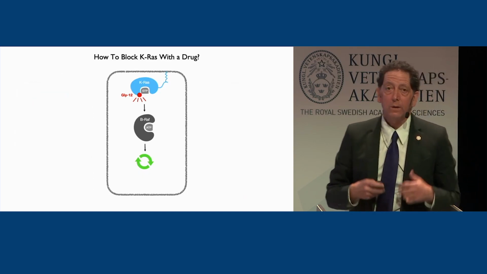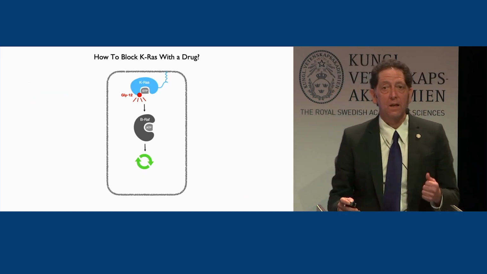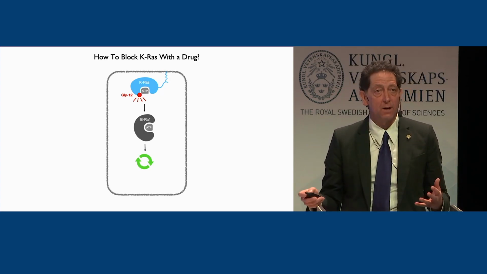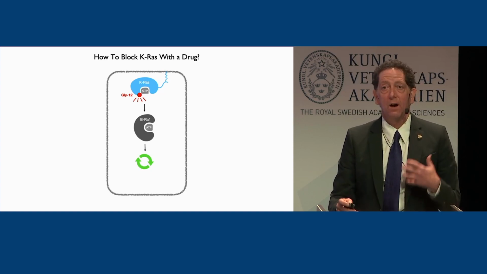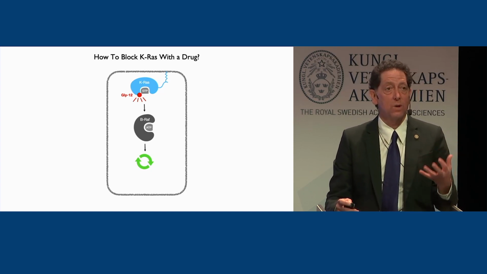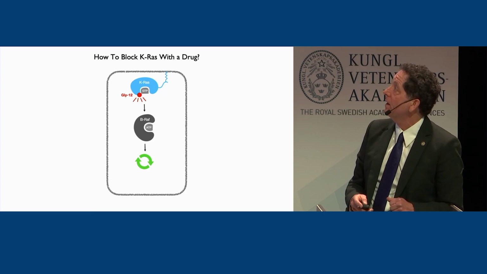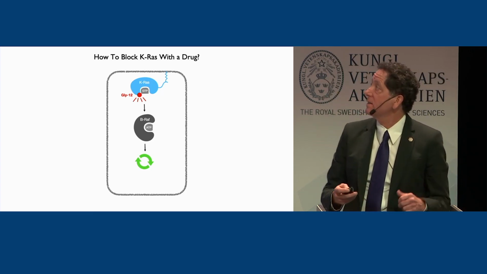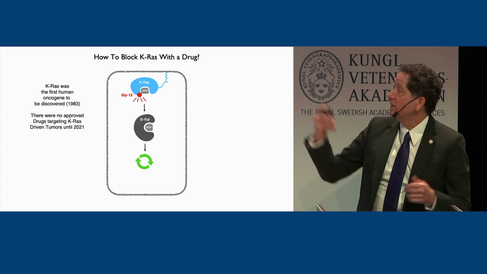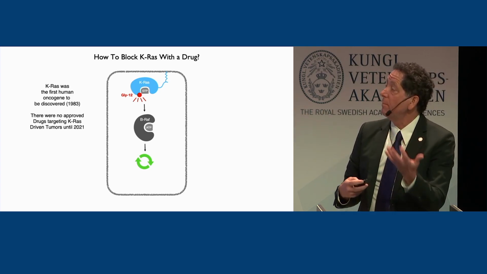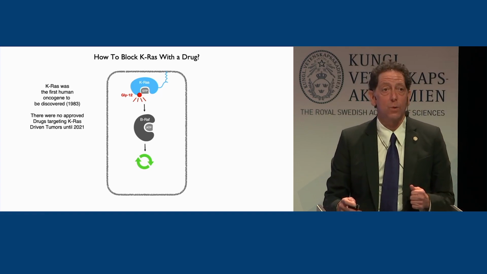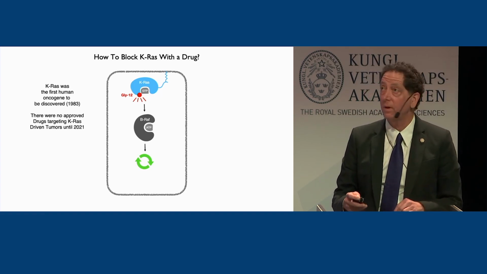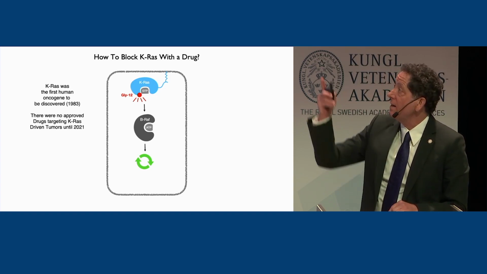So what gave rise to the idea that this first oncogene discovered, the most common oncogene to be discovered, was an undruggable protein? And how do we block its function? As Thomas said, we discovered it in the early 80s, and only in 2021 was the first drug approved, and the second drug was approved last year. Why did it take so long?